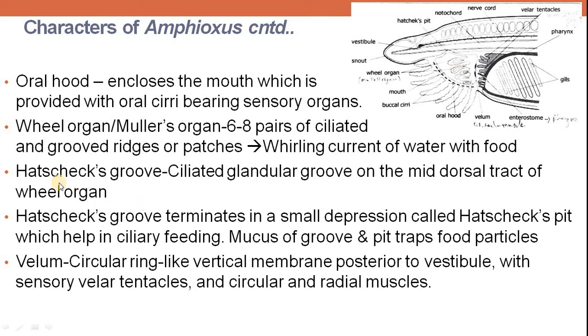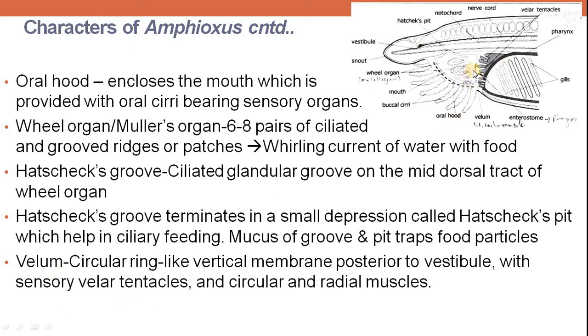Then there are two terms, Hatschek's groove and Hatschek's pit. Hatschek's groove is a ciliated glandular groove on the mid-dorsal tract of the wheel organ. Each wheel organ consists of a ciliated glandular groove on the mid-dorsal tract. They are called Hatschek's grooves, and the grooves terminate in a small depression in each wheel organ. That is called Hatschek's pit. It helps in ciliary feeding. The mucus secreted by the Hatschek's groove and Hatschek's pit traps the food particles along their way through the alimentary canal.